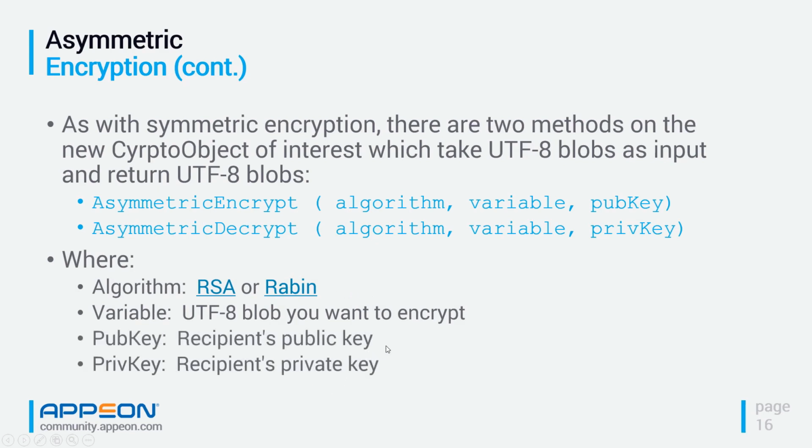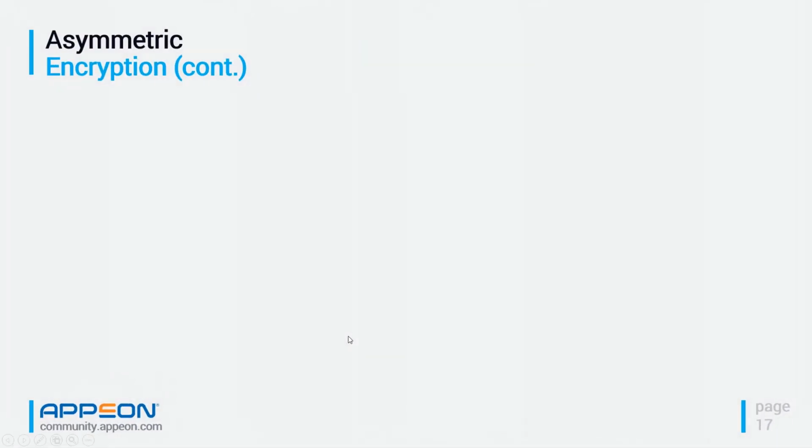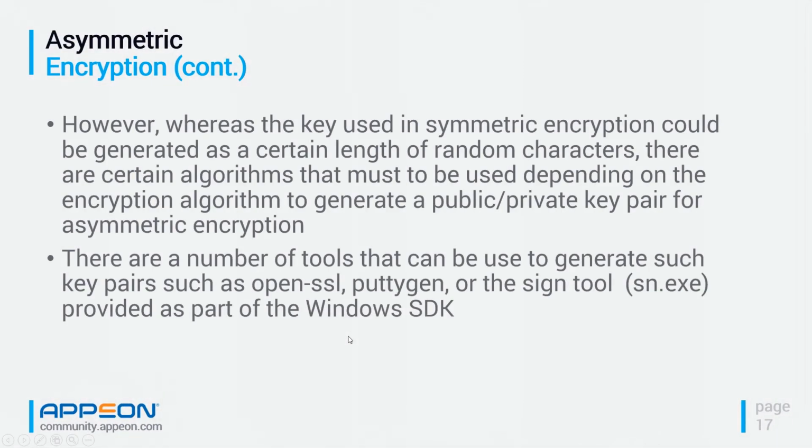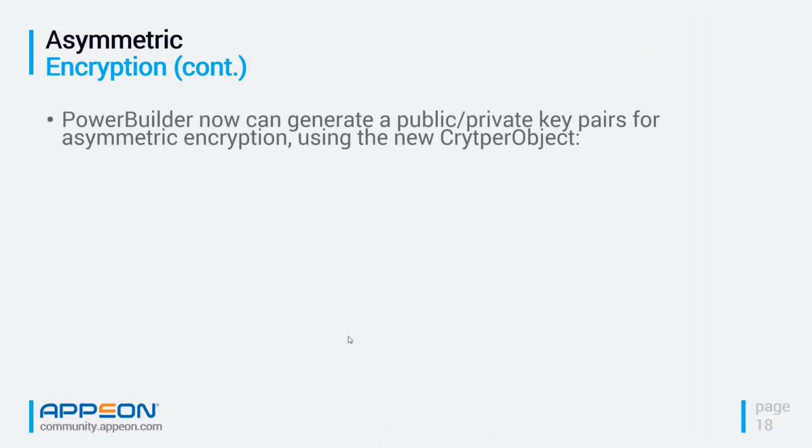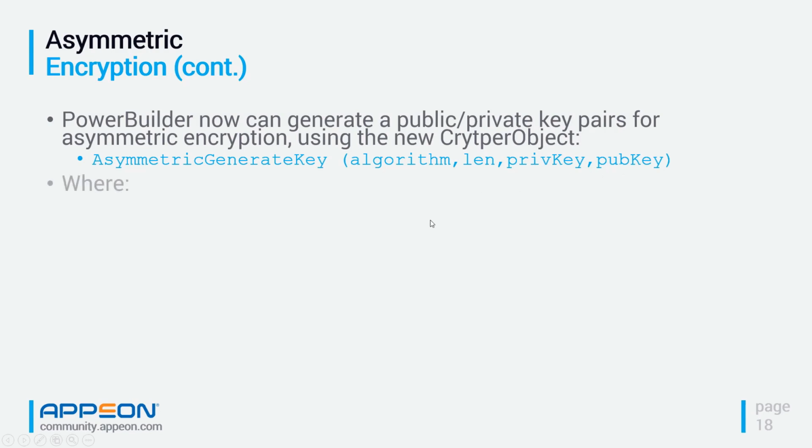Now the question is, where do you get these keys? There are a lot of different places you can get them, but one of them is from PowerBuilder itself. PowerBuilder has a function, asymmetric generate key, that can be used to generate the private and public key. The arguments here are the algorithm you're going to use for generating the key pair, the length that you want the key pair to be, and that's typically 1024 or 2048. And then these last two values are passed by reference. This is where you're going to get the private key and the public key returned to you.